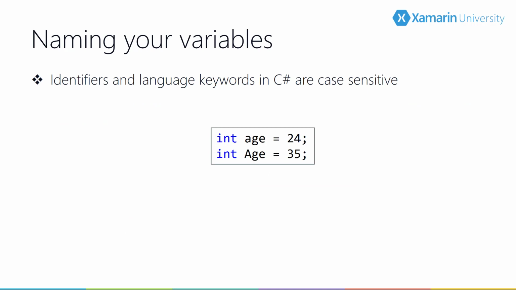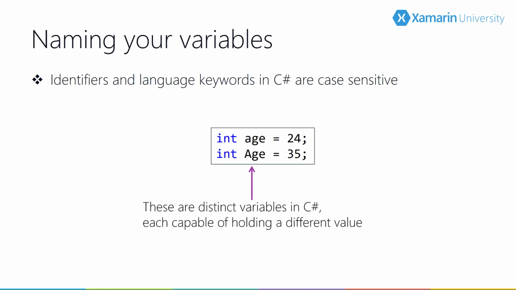Now, when it comes to naming your variables, C# is case sensitive. So these two variables right here are absolutely different variables, and even in memory, they are different locations. Even though they only differ by a single casing, they are completely different.